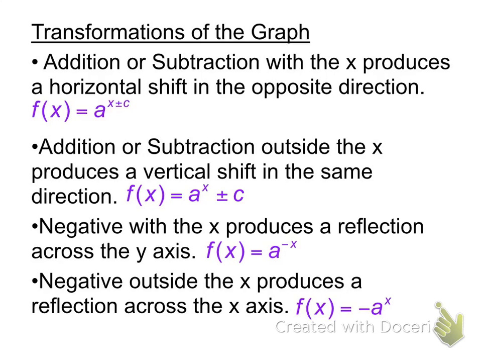Addition or subtraction outside the x, or not with the x, produces a vertical shift in the same direction. So a to the x power and then plus or minus c. If it's a plus c, it's going to go up c spaces. Minus c will be down c spaces. A negative with the x produces a reflection across the y-axis, so it's going to go left and right. A negative outside of the x, or in front of the base, is going to produce a reflection across the x-axis, so it's going to go up or down.